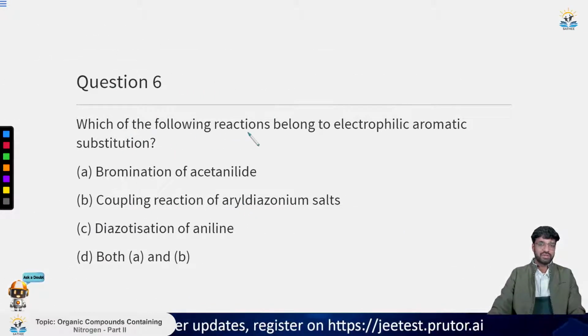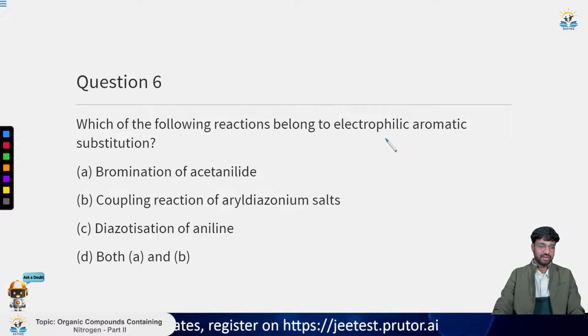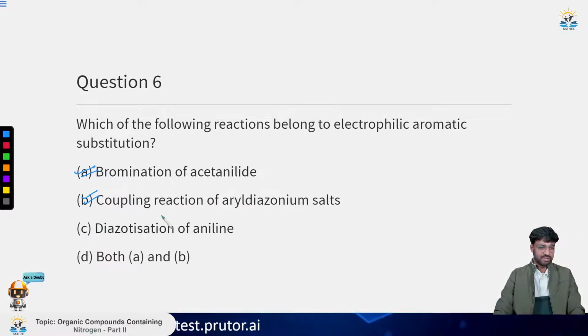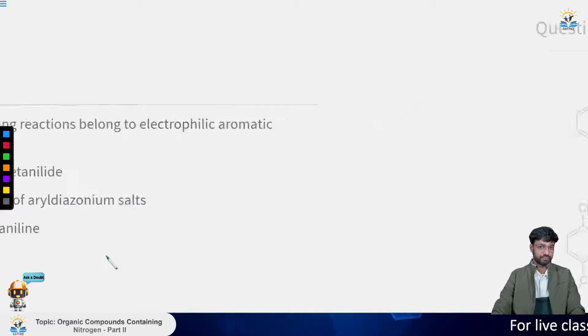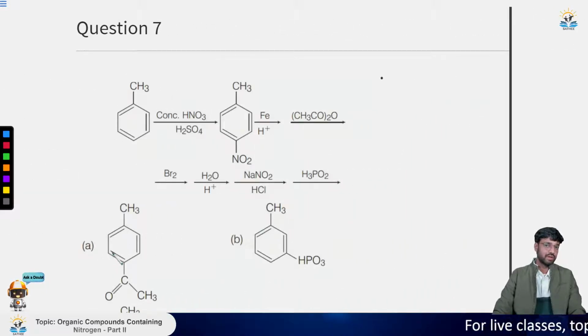Which of the following reactions belongs to electrophilic aromatic substitution? So coupling reaction, yeah, it is. Bromination reaction, yeah, it is also. Diazotization, so it is not an electrophilic aromatic substitution. So both A and B are the correct answer. Next, we have this one.